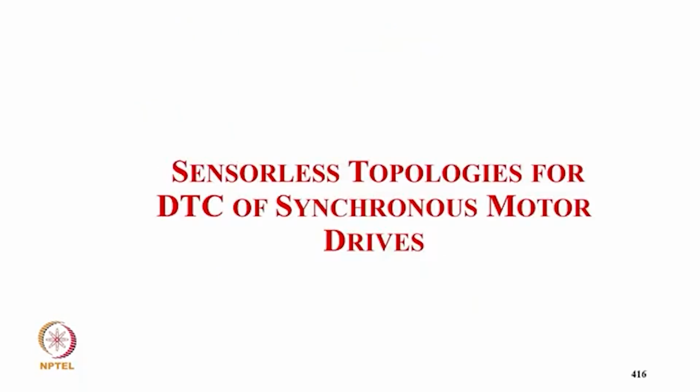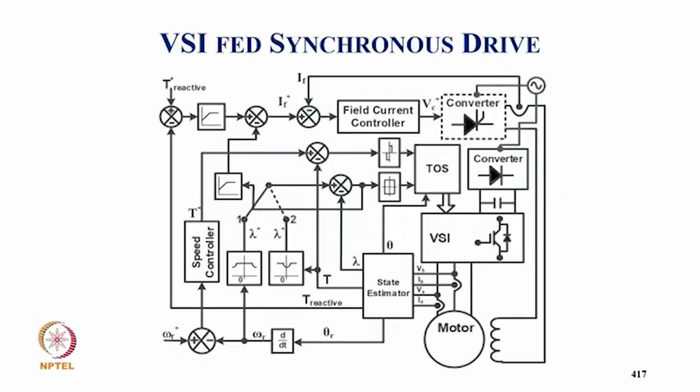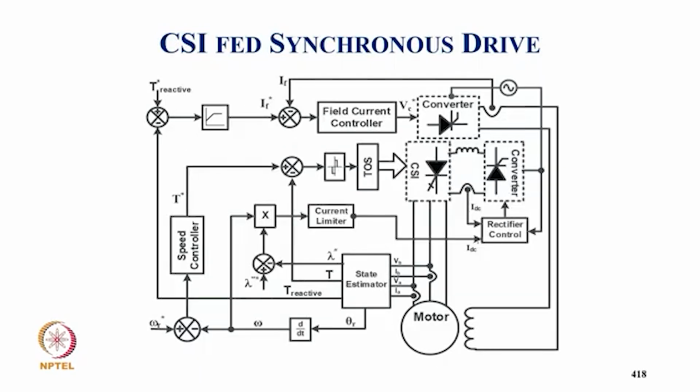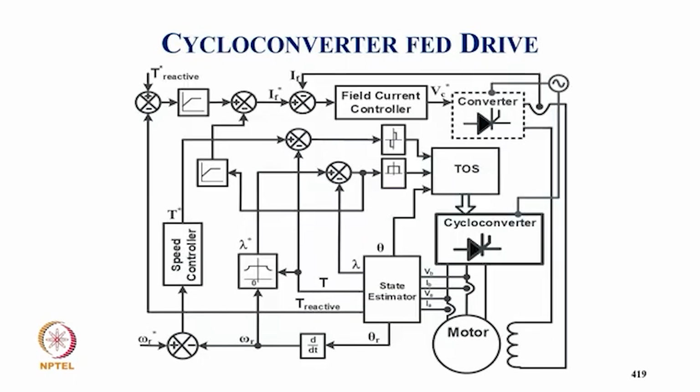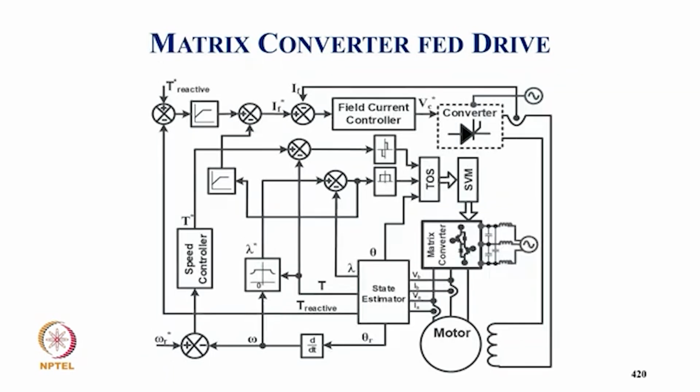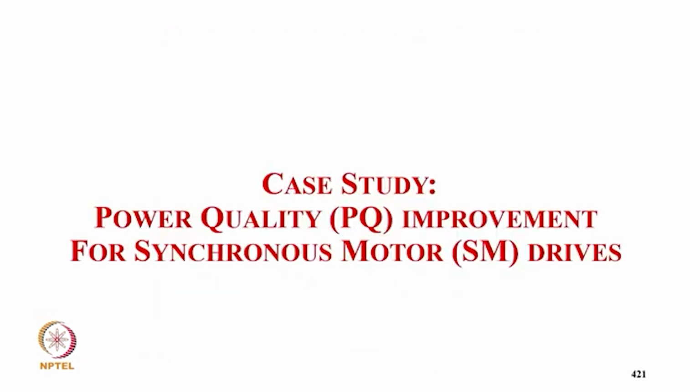Coming to sensorless topology for DTC for synchronous motor drive. This is typically for a voltage source inverter fed drive, with the sensorless speed and position estimated from sensed voltage and current. This is for a typically current source inverter fed drive, sensorless control. Then this is your cycloconverter DTC for sensorless control, and this is your matrix converter sensorless.